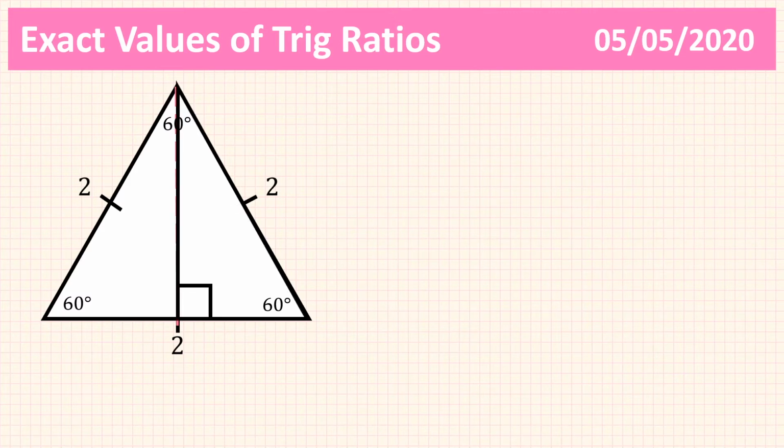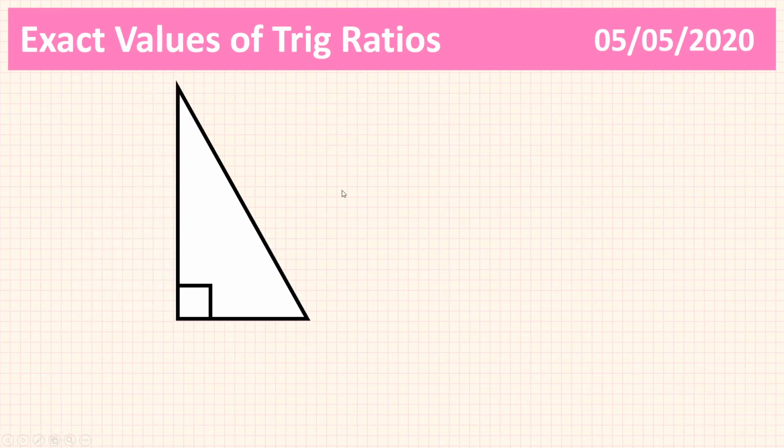Now, because this right angle triangle isn't the same as the original one we had, we have to change some of these lengths and some of the values that we've got on this triangle. So the bottom value here, the base of this triangle, is going to be 1 because we cut the triangle in half.